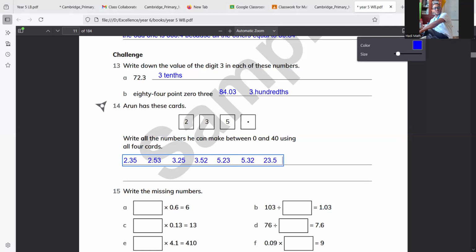Then 23.5. Then 25.3. Then 32.5. Then 35.2. You cannot make any other number because if you say 53 or anything, that cannot be. So these are the numbers that you can make.